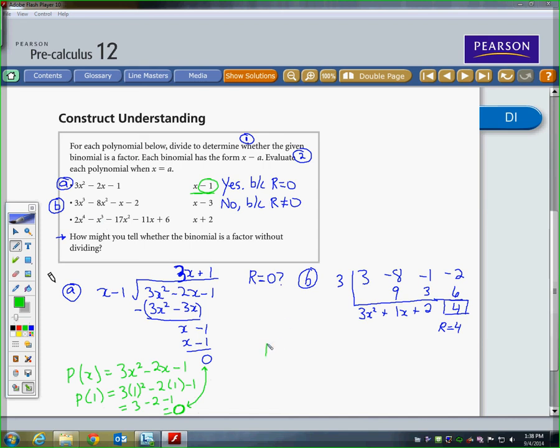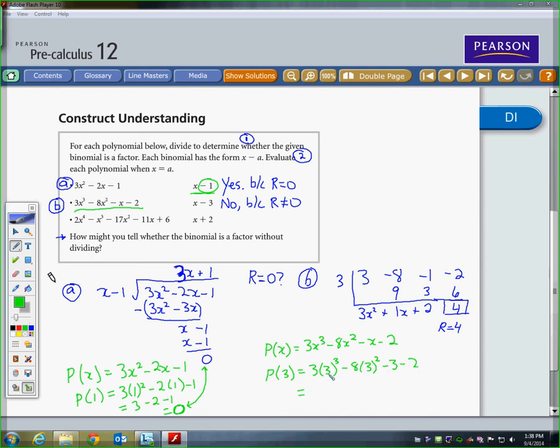Now in the second question, here's the function. I'm just going to copy this section down here. P of x is equal to 3x cubed minus 8x squared minus x minus 2. And I'm going to plug in an a value of 3. So I'm going to evaluate this when x is equal to 3. So it's 3 times 3 cubed minus 8 times 3 squared minus 3 minus 2.